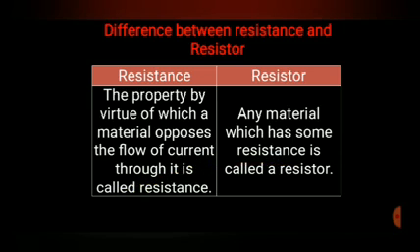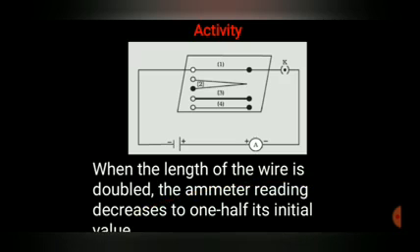So what is the difference between resistance and resistors? Resistance, the property by virtue of which a material opposes the flow of current through it, is called resistance. Then what do you mean by resistor? Any material which has some resistance is called a resistor. So let us see the activity.